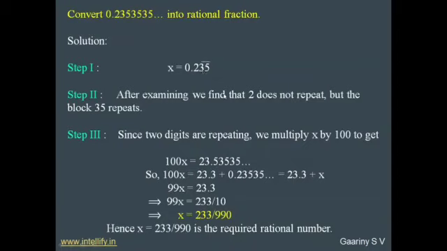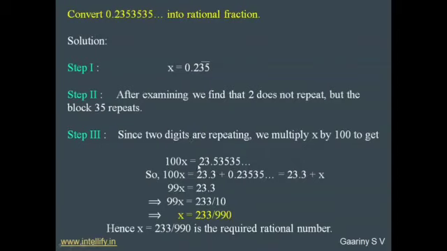After this you have to examine which number after the decimal point doesn't have a bar. Here 2 does not repeat, but the block of numbers, that is 35, gets repeated. Okay, after you found this, you have to go to step 3, that is since here we have 3 numbers after the decimal point and only 2 digits are repeating, we just multiply x by 100. It depends upon the number which repeated.